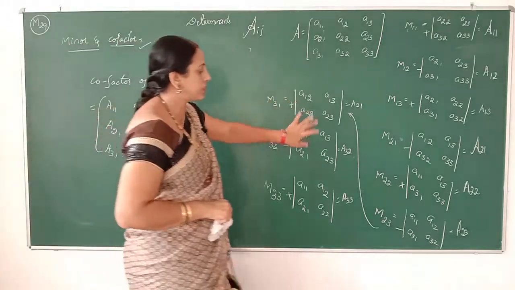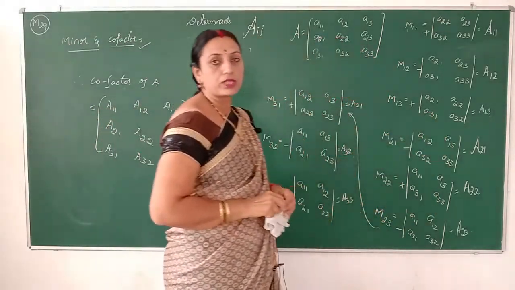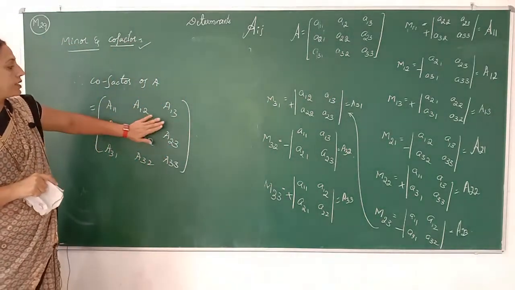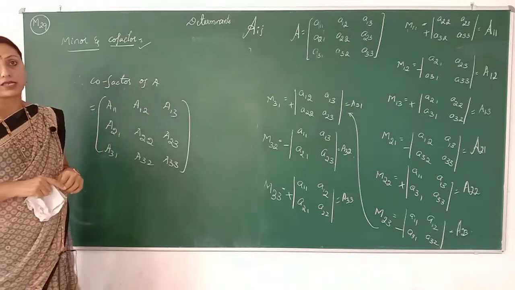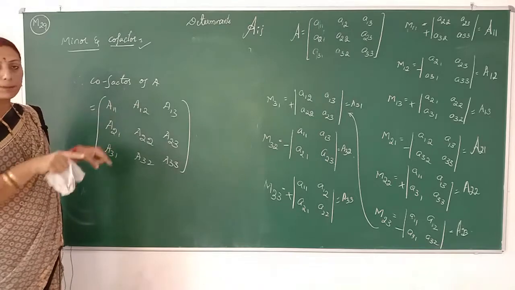But in these cases, that is a 2 cross 2 determinant. So therefore, the elements are enclosed by using the determinant. But the elements of cofactors are always represented in the form of matrices. Therefore, these are enclosed in either a square matrix or a simple matrix.